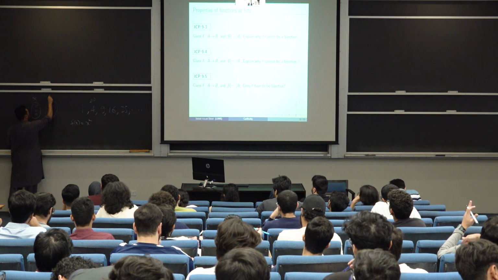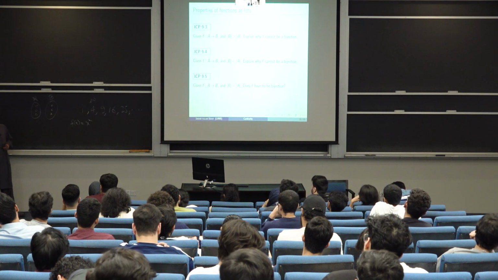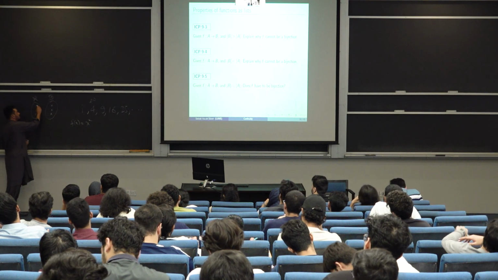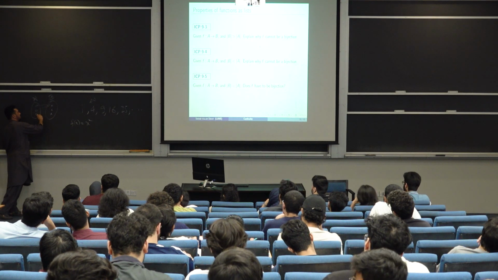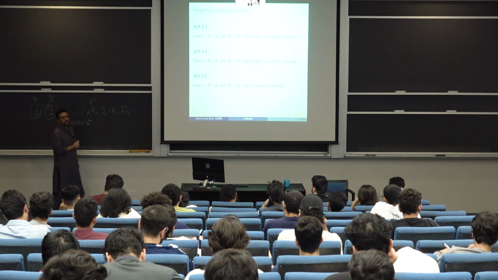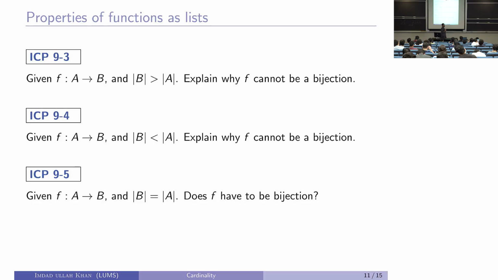What's the cardinality of A here? And what's the cardinality of B? Now I have a function. Is this a bijection? Why is it not a bijection, by the way? Is it one to one? Yeah, so it's not one to one, it's not onto, it's not a bijection.